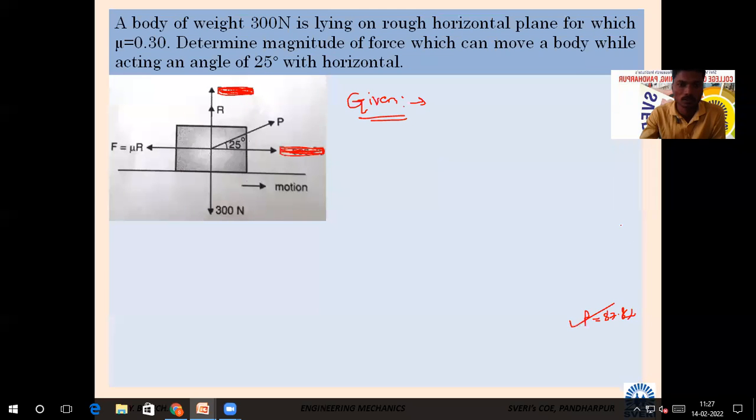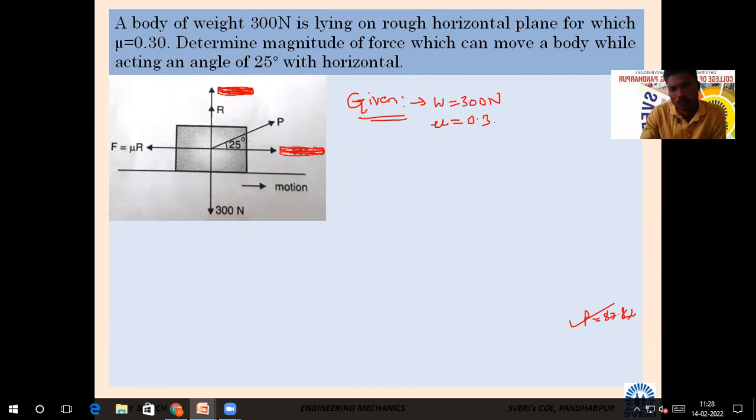You have solved others. Other than this, have you solved others as well? We will solve quickly. Shortcut, not in details. What is given in this problem? Can someone tell me first? W is given, 300 Newton. Next, mu is given. Then angle is given. Okay, angle is given. P, and alpha is equal to 25.